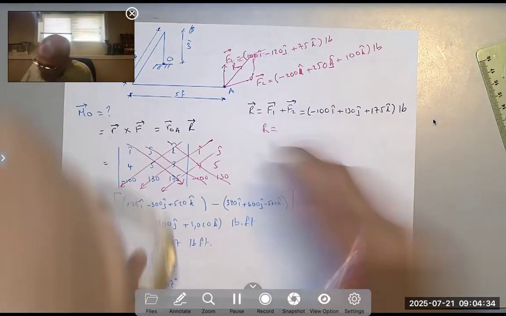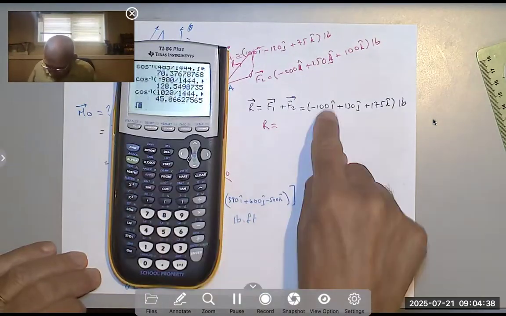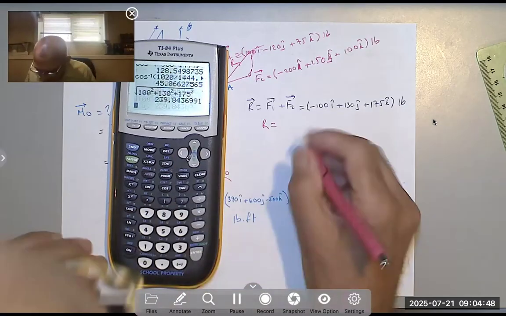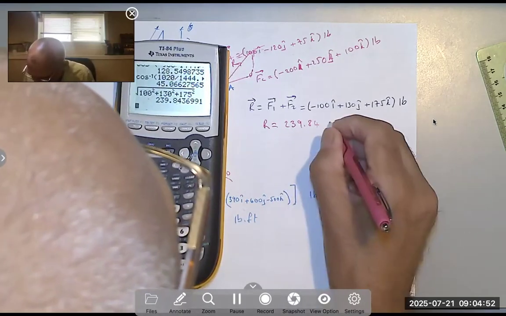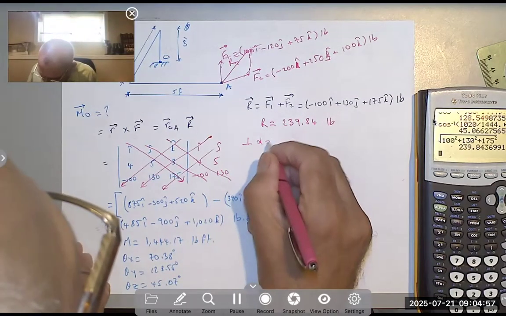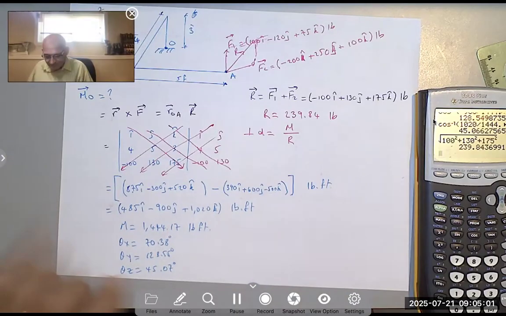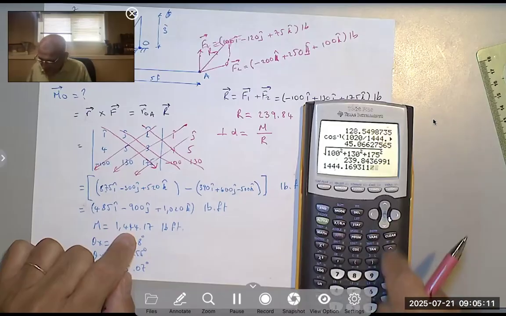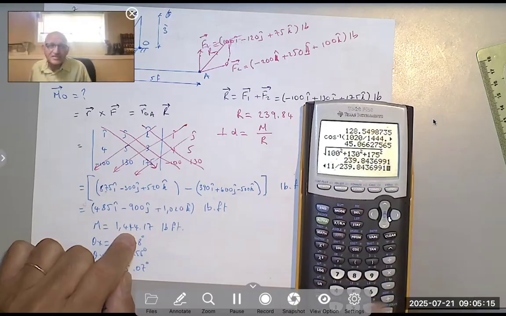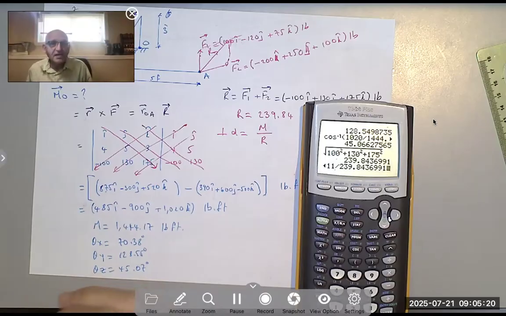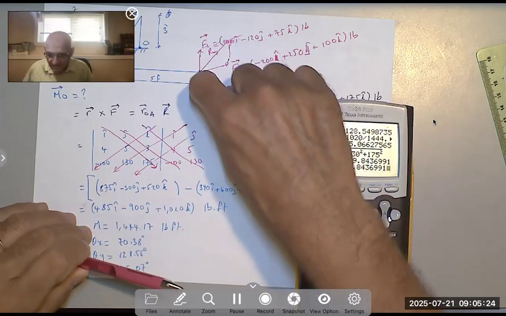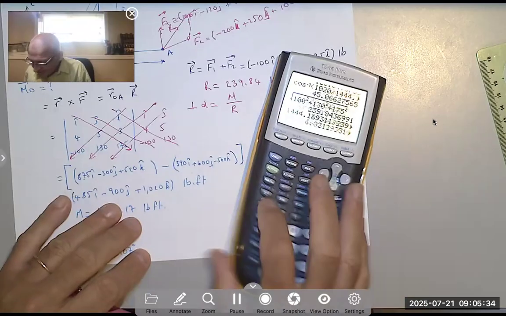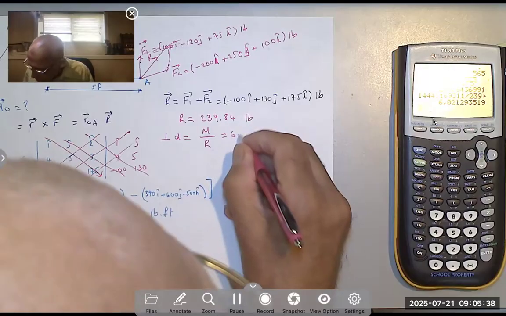So if I want to find R as a magnitude, I would say it's the square root of 100 squared plus 130 squared plus 175 squared. It's 239.84 pound. So perpendicular distance equals moment over resultant. It's 1444.169 divided by 239.8. Notice usually they don't ask you this question, but I want you to understand that if I know the perpendicular distance here, I can multiply the magnitude of the resultant by that, and I would have gotten the magnitude of the moment. And that distance is 6.02 feet.